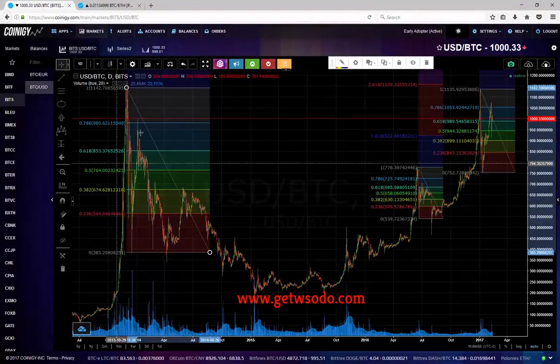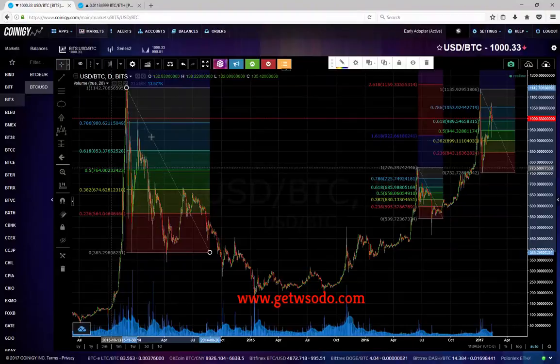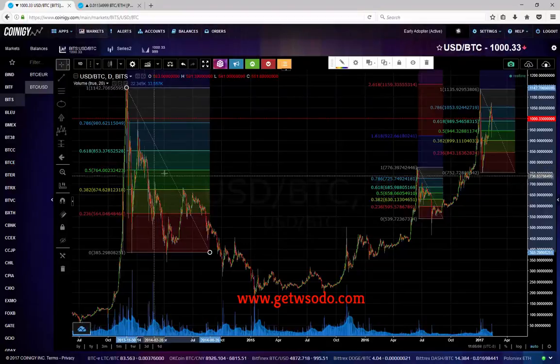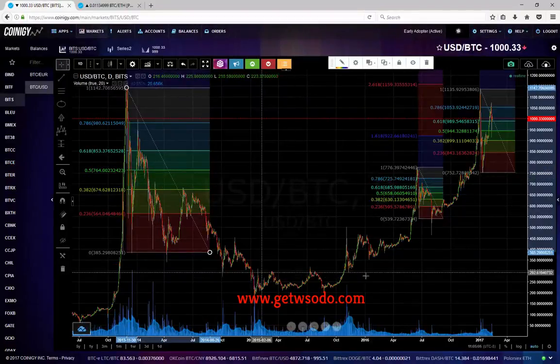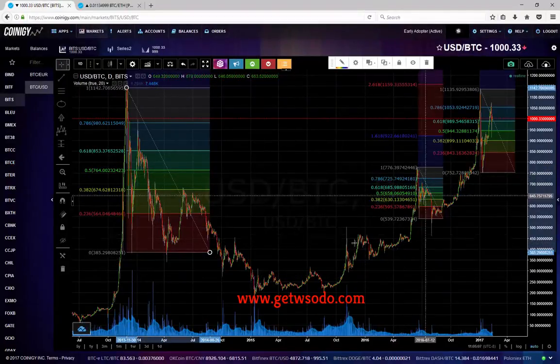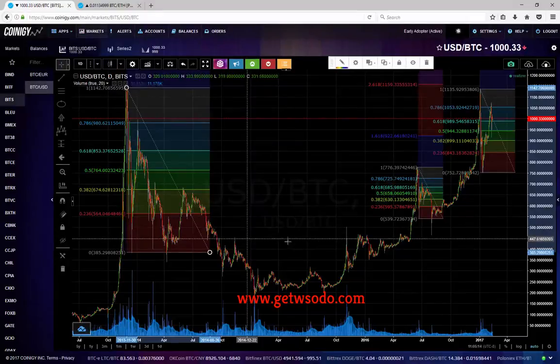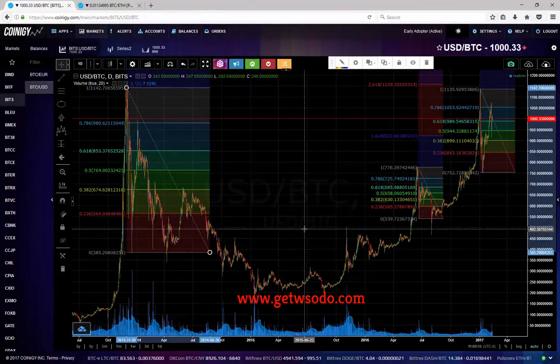So I find these bounce plays and shorting bear flags to be one of the easiest patterns to trade, and you'll often see the same pattern playing itself out over and over again, just kind of like fractals, because the markets just behave in a very similar way and repeat themselves on various different time frames.